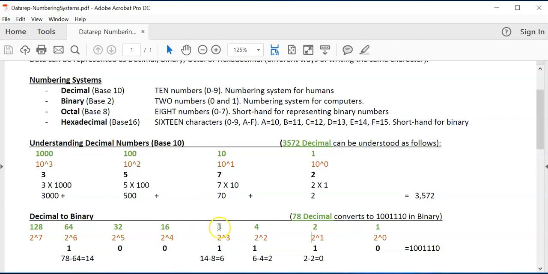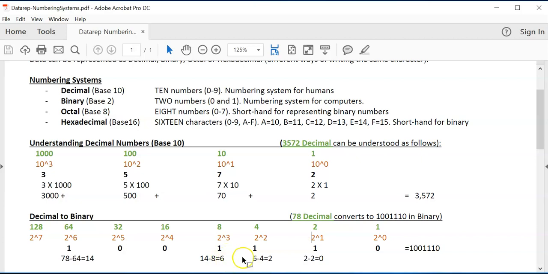Number 8. Now 8 we can pick because it's lower than 14. So we pick it. When we pick it, we put a 1. Now what's happened? We were trying to make 14. We've picked another 8. So the difference is 6. We still need to pick enough to make 6. Go to the next number. Can we pick 4? Yes, because it's lower than 6. So we pick it and we put a 1 here.